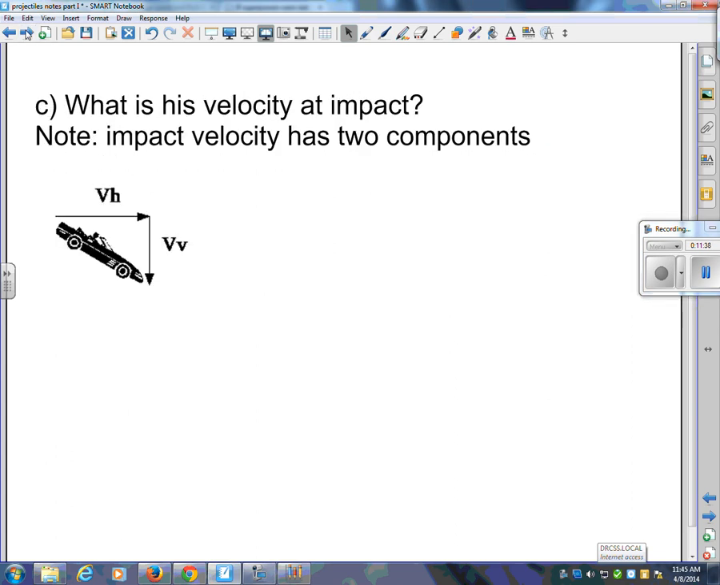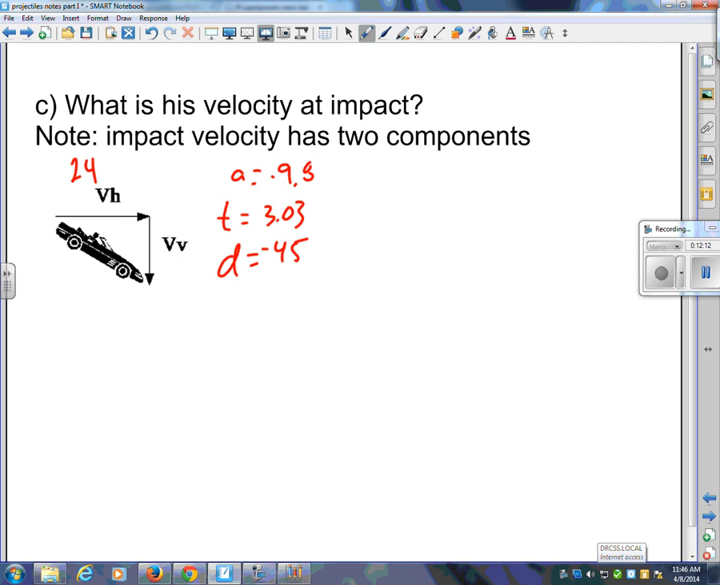What is the velocity at impact? Noting that the impact velocity has two components. It has a horizontal, which should remain 24, but the vertical would be based on the acceleration, right? How fast is it going vertically when it lands? So, I know my acceleration, minus 9.8. I know my time of fall was 3.03 seconds, and I also know my vertical distance is 45, right?